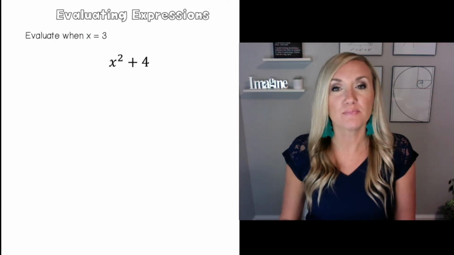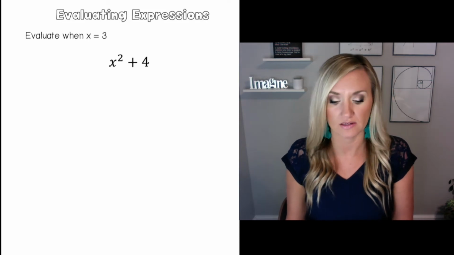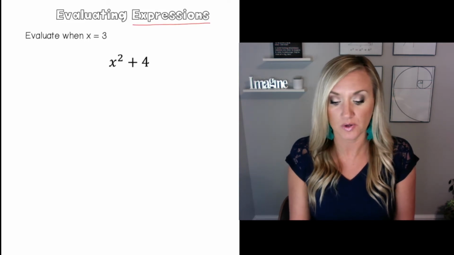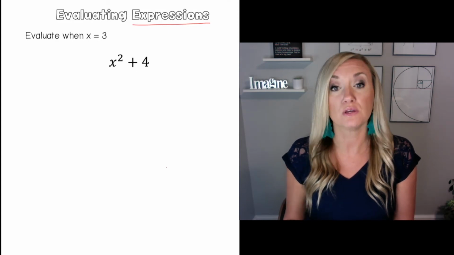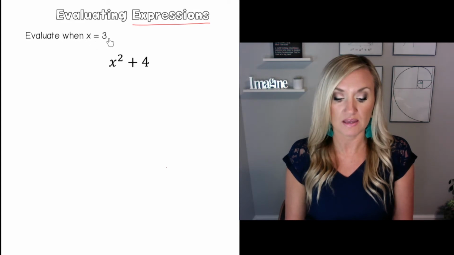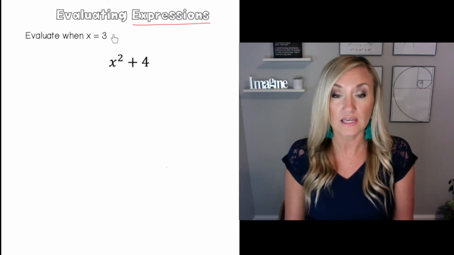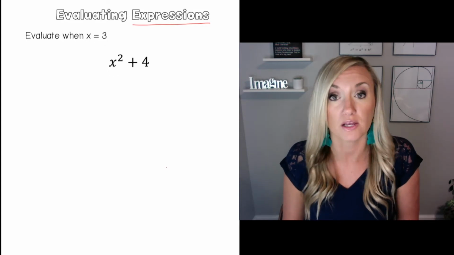All right, so the big idea today is that I want you to be able to evaluate expressions. Now, we just learned what an expression is, right? So now we want to evaluate. Evaluate means that we know that maybe x is 3, and we can take that 3 and plug it in for x. So instead of x, we will write 3.